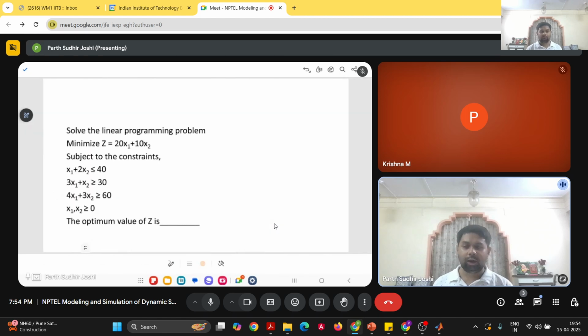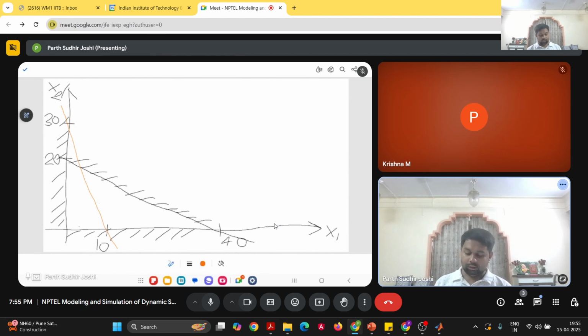Now again to find out which one is the feasible region, let us substitute the origin in the second constraint. For 3x1 plus x2, if we substitute 0, 0, then 0 is greater than or equal to 30, which does not satisfy the constraint. So the region which is above this line is the feasible one for this constraint.